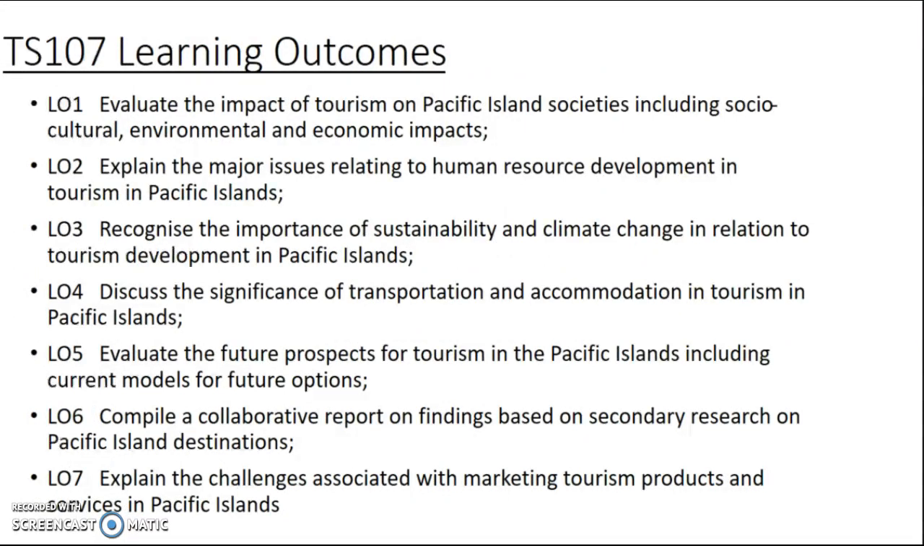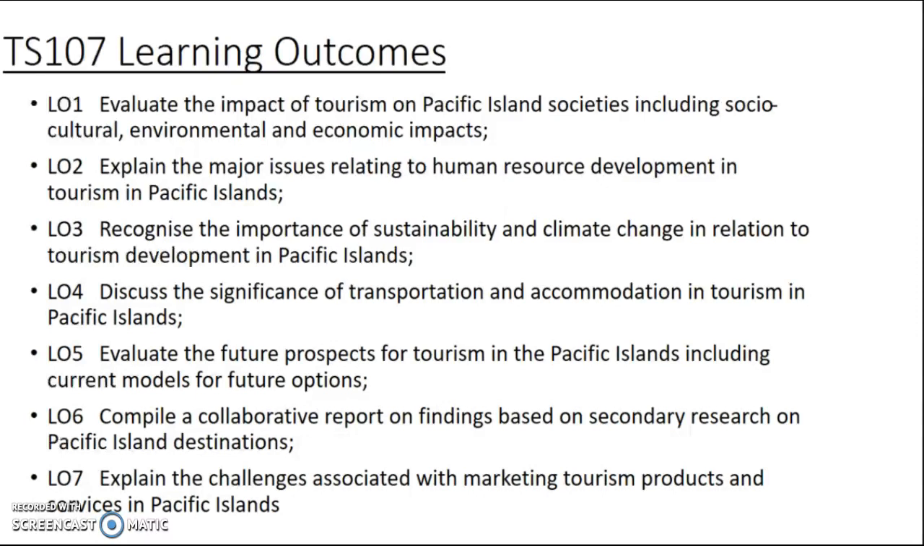The learning outcomes for TS107, there are 7 learning outcomes. The first one is to evaluate the impact of tourism on Pacific Island societies, including social, cultural, environmental, and economic impacts. The second is to explain the major issues relating to human resource development and tourism in the Pacific Islands. Thirdly, to recognize the importance of sustainability and climate change issues in relation to tourism in the Pacific.